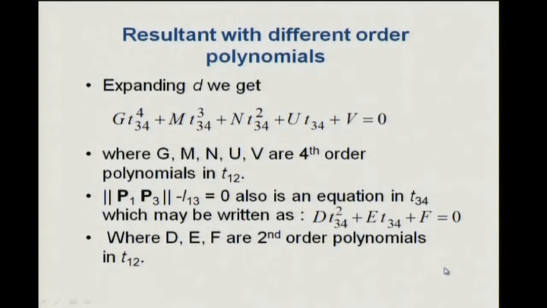So if you expand D out, you will get an expression of this type, G times T34 raised to the power of 4, T34 raised to the power of 3. So these terms G, M, N, U and V, they will all be fourth order polynomials in T12. Okay. Generated one polynomial in T34.